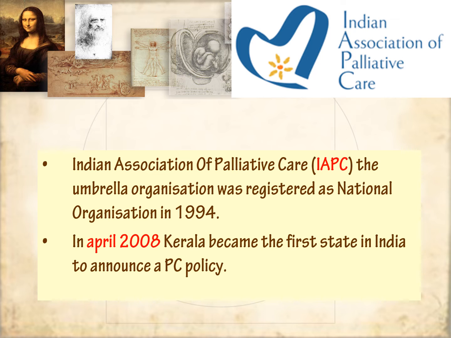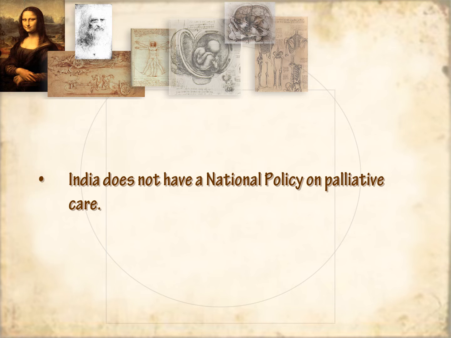the Indian Association of Palliative Care, which is the premier organization to which most of the registered local palliative organizations are affiliated. It was a registered organization from the year 1994. In April 2008, Kerala became the first state in India to announce a palliative care policy as part of healthcare. India does not have a national policy on palliative care, in spite of giving a lot of support and recommendations to be included in the national health policy.